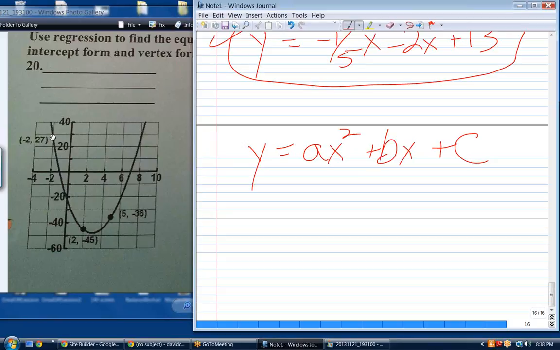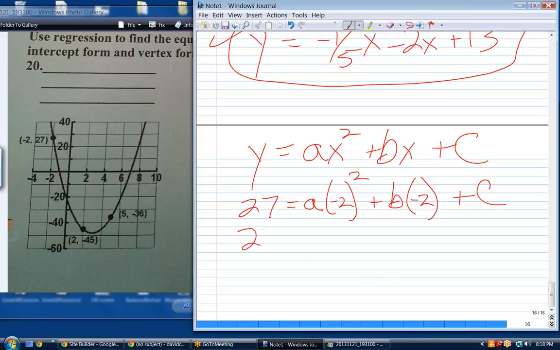Alright, so first one you could do, is that 20? Yeah. 27 equals a, in parentheses, negative 2 squared, plus b times minus 2, plus c. Okay, so let's simplify that. 27 equals 4a minus 2b plus c. There's your equation number 1.